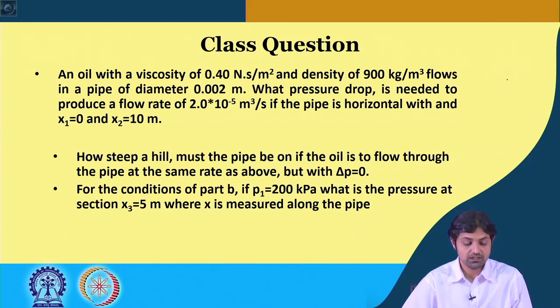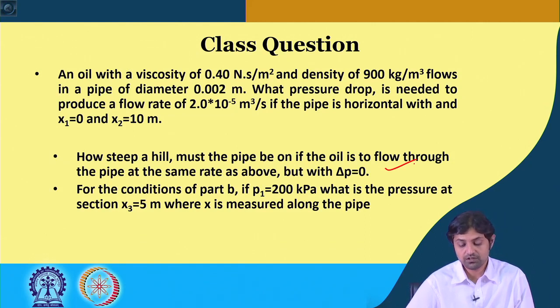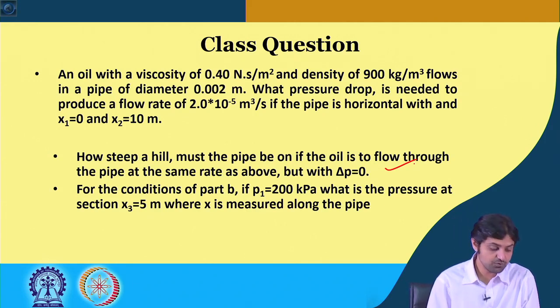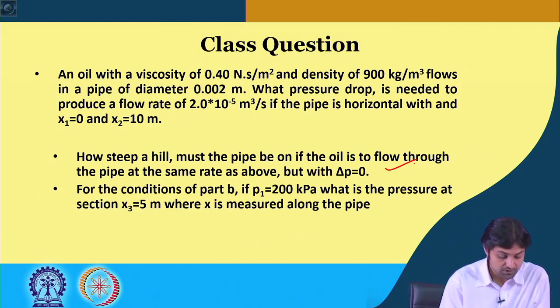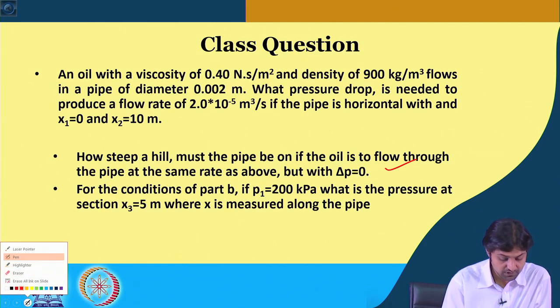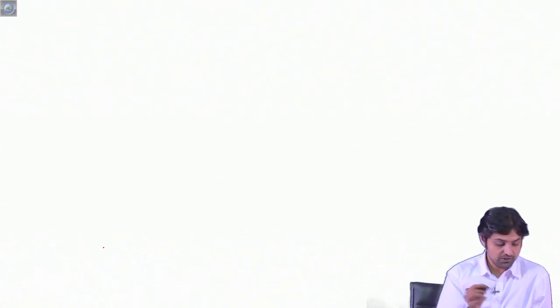And the third, for the conditions of part B, if P1 is equal to 200 kilopascal, what is the pressure at section x3 equal to 5 meter, where x is measured along the pipe. So, this is a question that involves the use of Poiseuille's law, and also involves the last equations that we have seen, what happens if gravity is present. To solve this, we will work on a white screen.